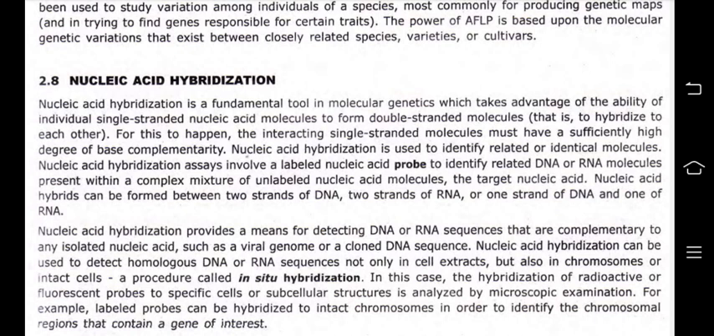So, for nucleic acid hybridization to happen, the interacting single-stranded molecules must have a sufficiently high degree of base complementarity. Nucleic acid hybridization is used to identify related or identical molecules. Nucleic acid hybridization assays involve a labeled nucleic acid probe to identify related DNA or RNA molecules present within a complex mixture of unlabeled nucleic acid molecules, the target nucleic acid. Nucleic acid hybrids can be formed between two strands of DNA, two strands of RNA, or one strand of DNA and one of RNA.